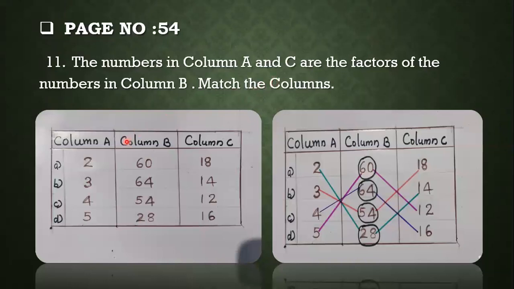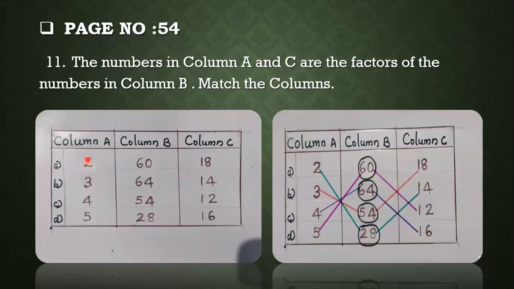In column A, the numbers given are 2, 3, 4 and 5. And in column C, the numbers are 18, 14, 12 and 16. Now what we have to do is to match a number from column A with a number from column C so that the product is given in column B. We will try with the 2.